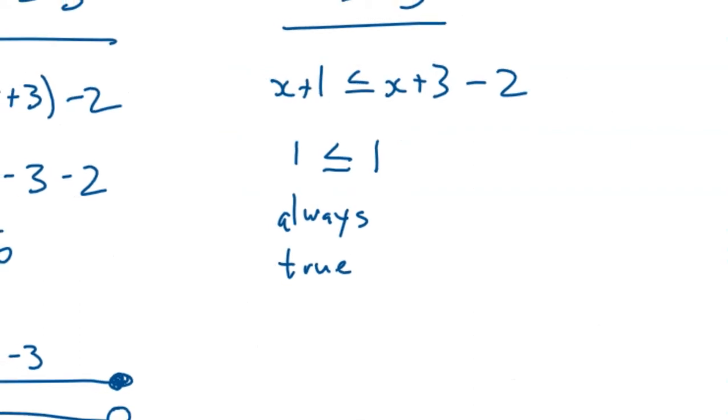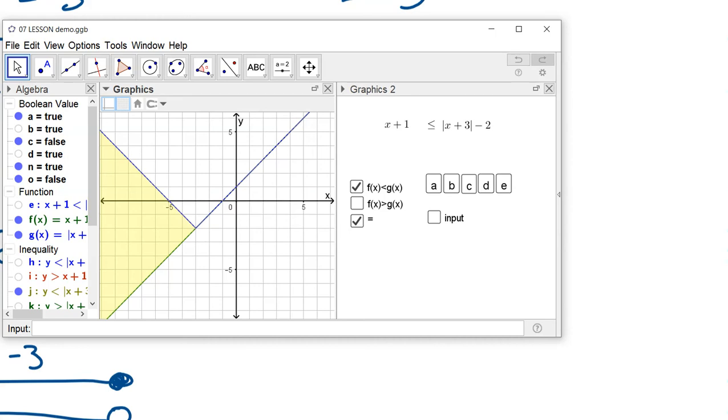Think about how we got 1 equals 1. And think about how it's because those two lines are on top of each other. So they are equal to each other. That's how the algebra matches the visual, the graphs. Kind of interesting.